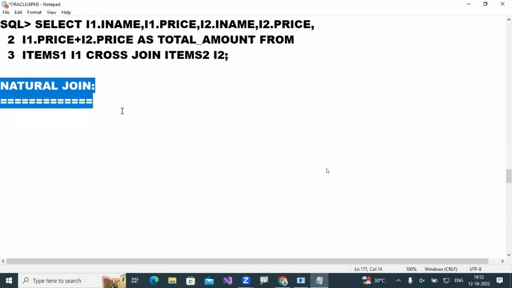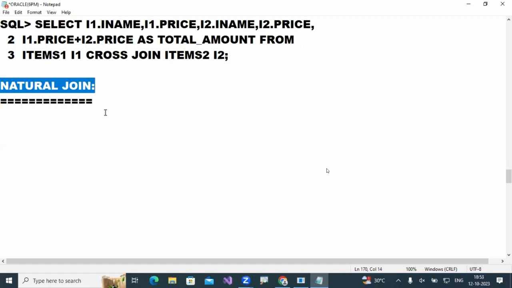So equijoin, how was it retrieving data? Based on an equal operator, and that too only matching rows are fetched. Your natural join is also the same. Okay, so now you have a question. When natural join also works similar to equi-join, then what are the differences between these two? Okay, now there are some differences.